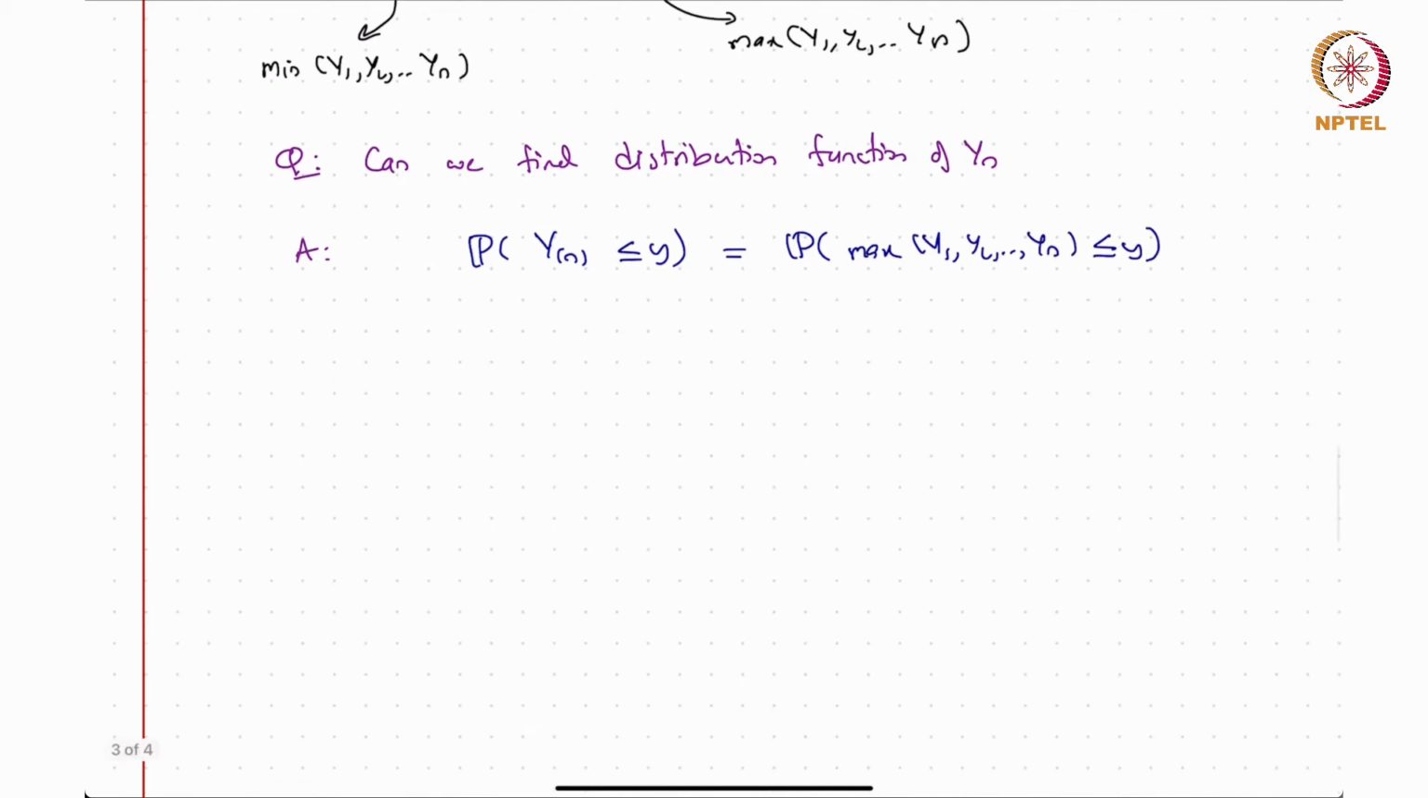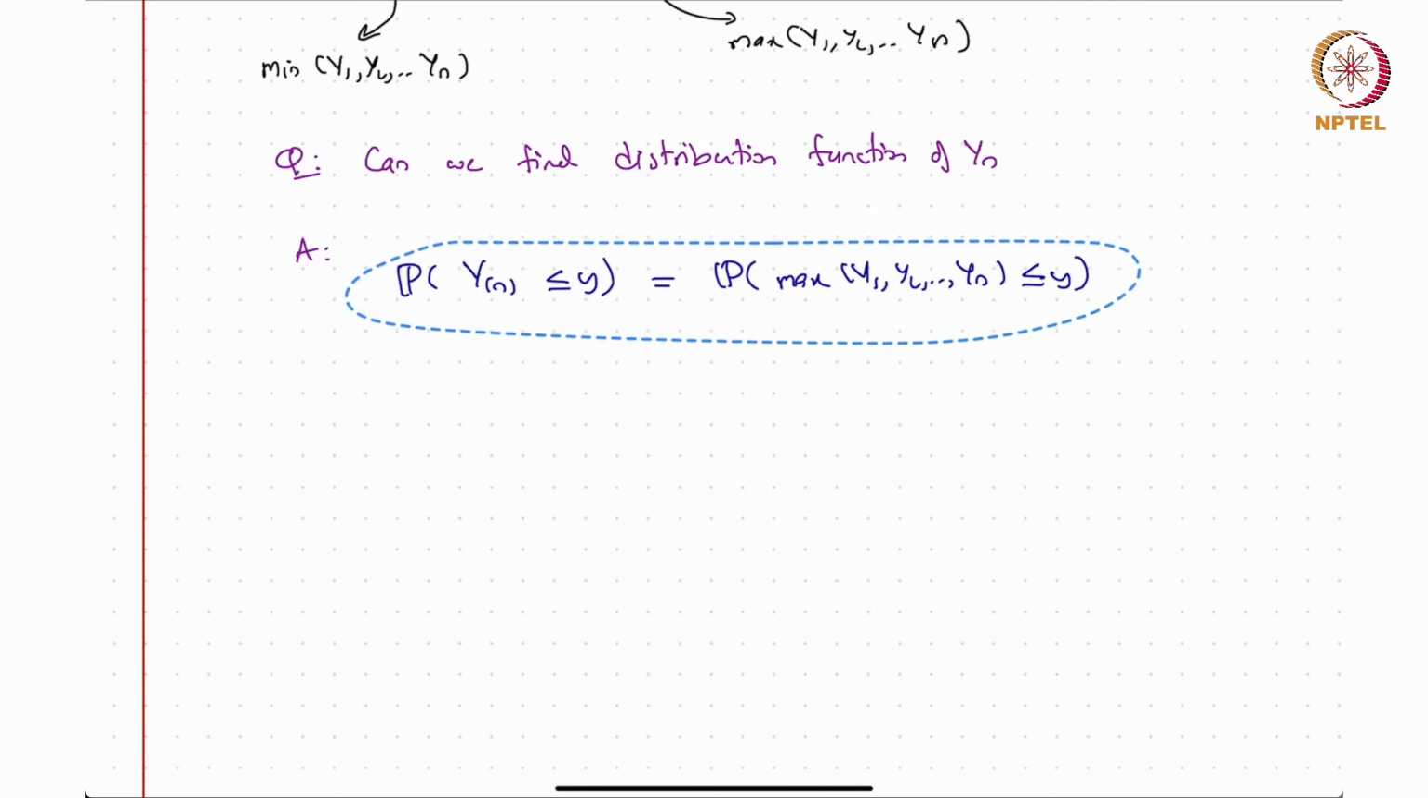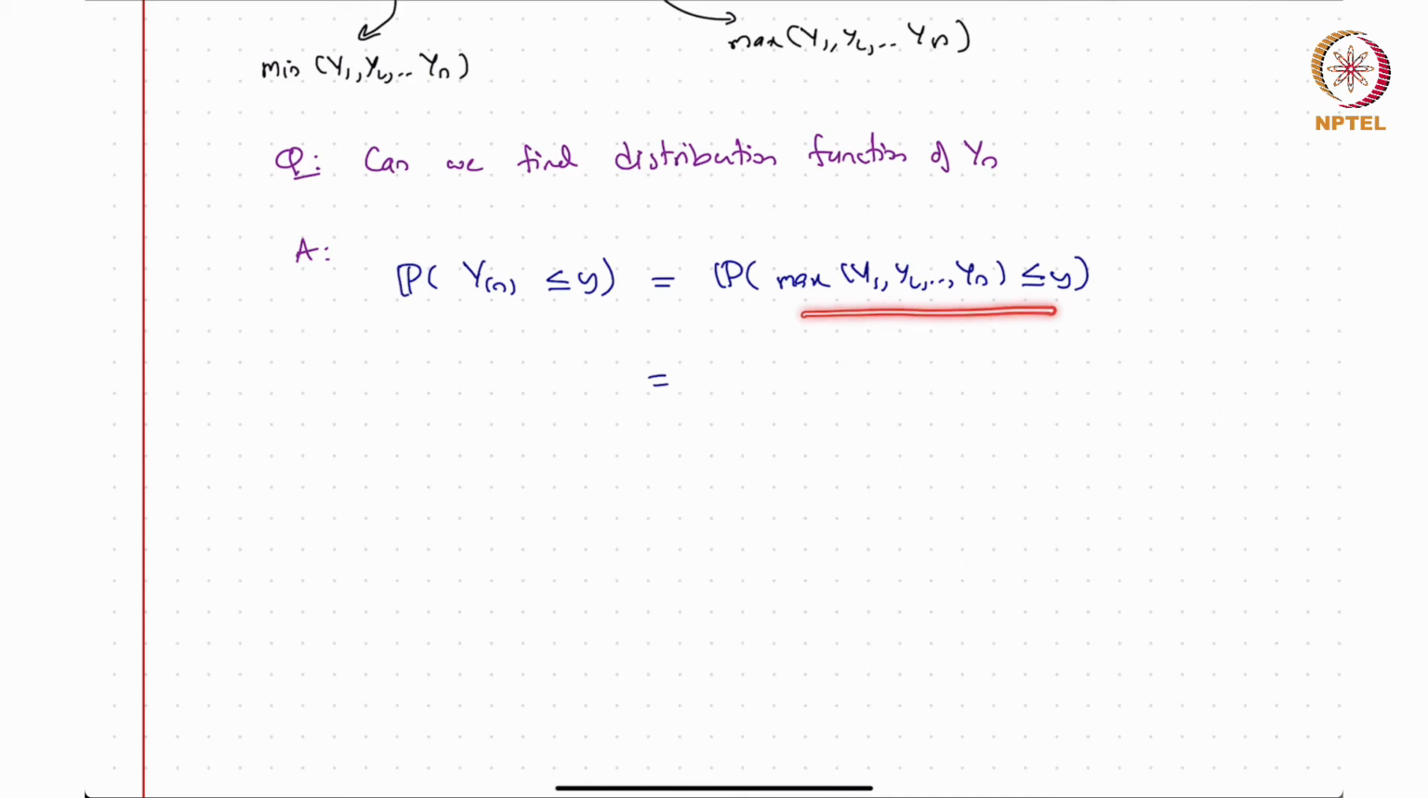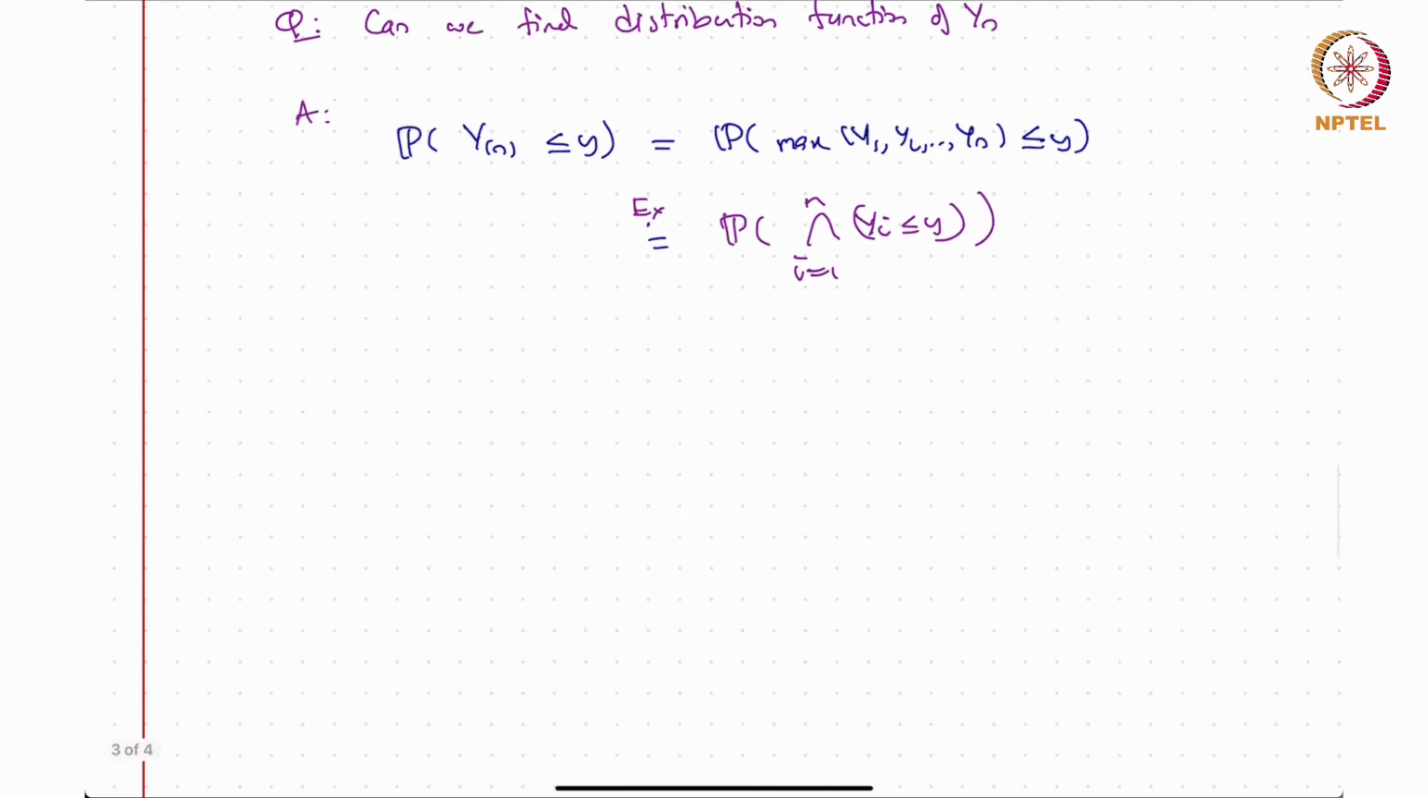Now, if the maximum is less than or equal to a number, then everybody has to be less than or equal to that number, because not even one of these yi's can be above it. So that's a simple exercise to check, that this is the same as the probability that all the yi's, i equal to 1 to n, are less than or equal to y. Only then can the maximum be less than or equal to y.